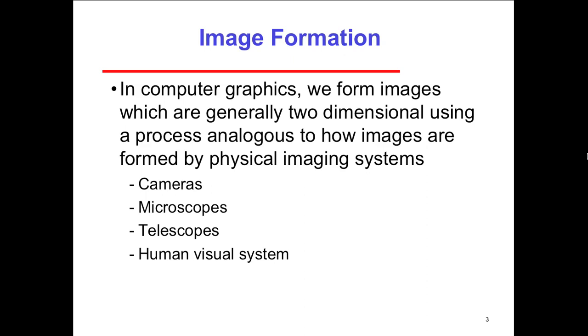In computer graphics, we form images, which are generally two-dimensional, using a process analogous to how images are formed in the physical imaging system. As we saw in the OpenGL library, those were three-dimensional. Those were 3D graphics. If you noticed, the triangle was actually spinning. It was a wireframe of it, which was just the outer circling, and then it was filled in. It was filled in red in one of the examples.